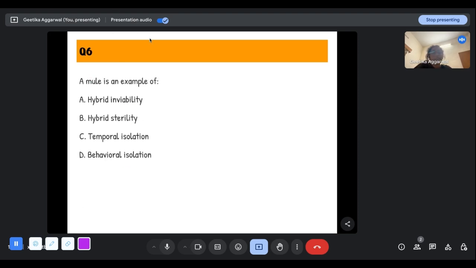A mule is an example of what? Is it hybrid inviability, hybrid sterility, temporal isolation, or behavioral isolation? So, what is a mule an example of? You again have 10 seconds to answer this question or think about the answer to this question, and then I will let you know.